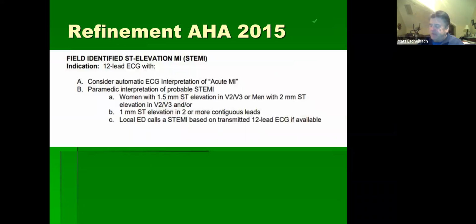In 2015, the American Heart Association refined ST segment elevation. They said a paramedic interpretation of a probable STEMI can happen in women with only 1.5 millimeters of ST elevation in V2 or V3, or in men with 2 millimeters of ST elevation in V2 or V3, or 1 millimeter of ST elevation in 2 or more contiguous leads. That has not changed. And sometimes the local ED will call STEMI based on a transmitted 12 lead if available.